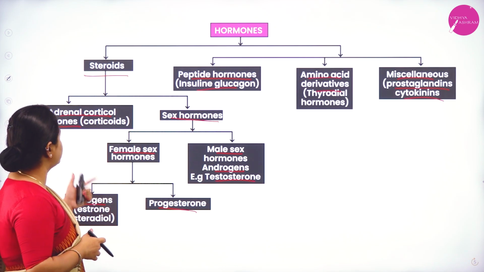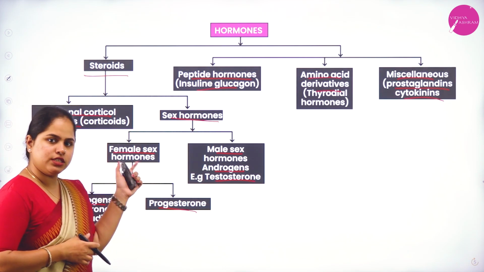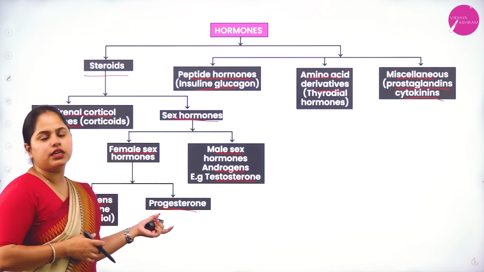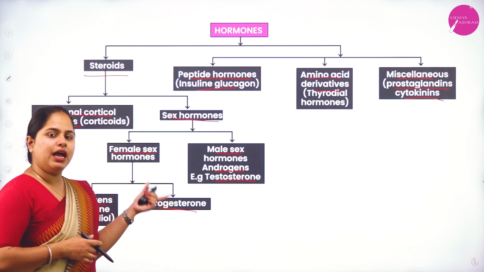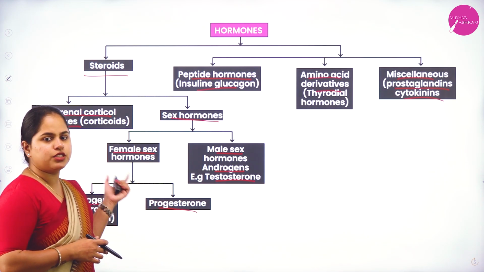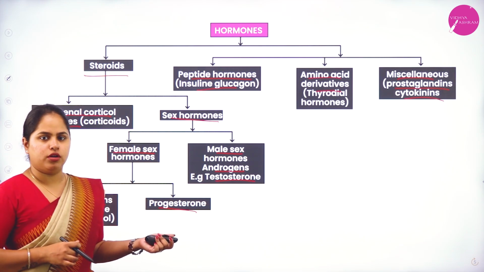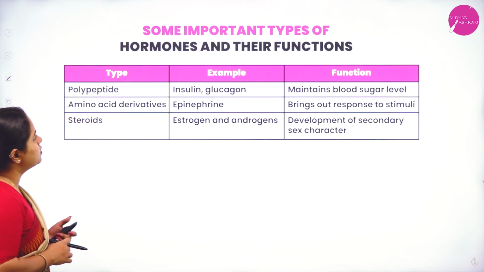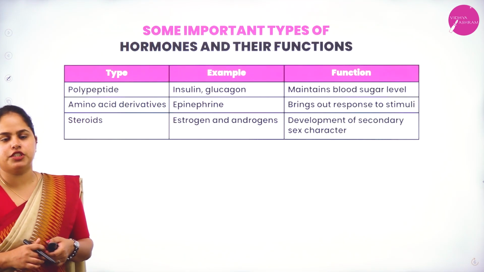Under steroids you have adrenal cortical hormones and sex hormones. Sex hormones are further classified into female and male. In males you have testosterone, in females you have estrogen and progesterone. I hope it is clear. Alright, now let us see some important types of hormones and their functions.